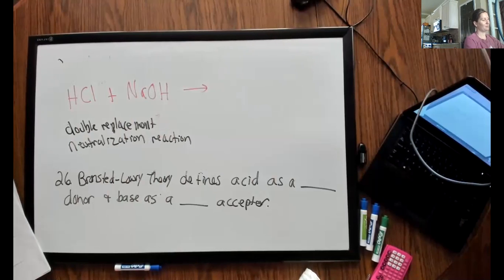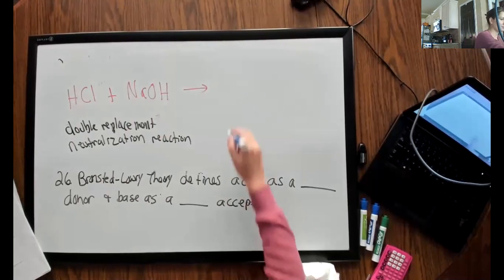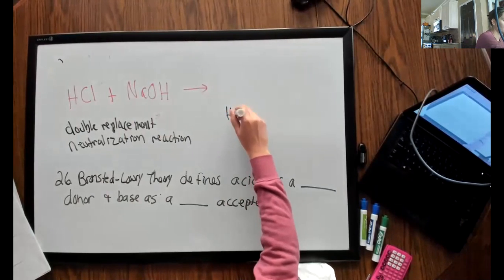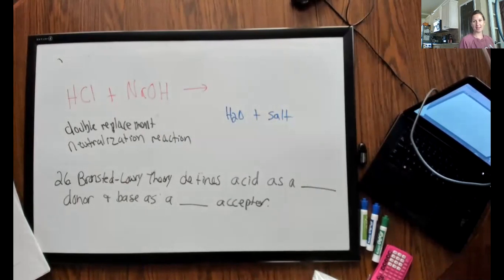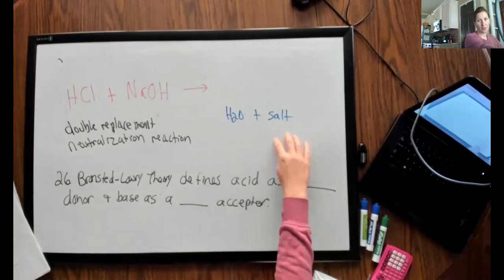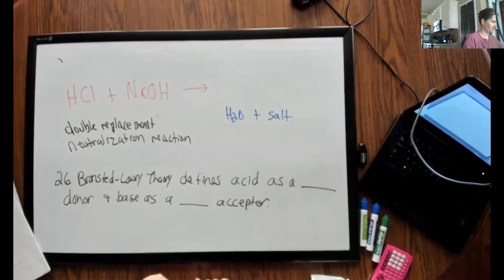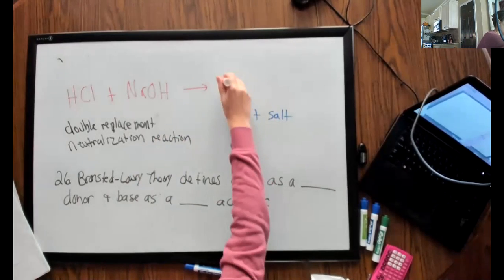So when an acid and base react, they neutralize each other. And what the products are always going to be are water plus a salt. So anytime you're adding an acid and base, doesn't matter if it's a strong acid and a strong base, a weak acid and a weak base, or a combo of the two, your products are always going to be water and a salt. So I just said one of the products is water. We have H2O here.